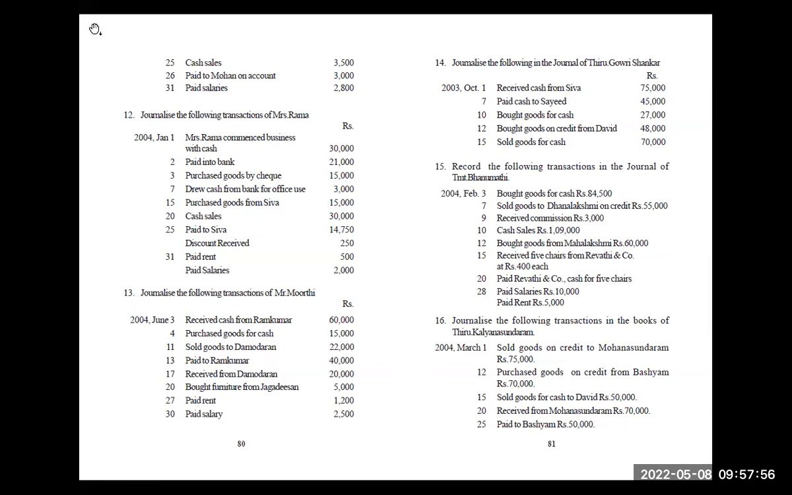Furniture account to Jagadishan account. Furniture account debit 5,000 to Jagadishan account 5,000 being furniture purchased from Jagadishan on credit. Okay, 27th, rent account debit 1,200 to cash account 1,200, being rent paid. 30th June, salary account debit 2,500 to cash account 2,500 being salary paid in cash.